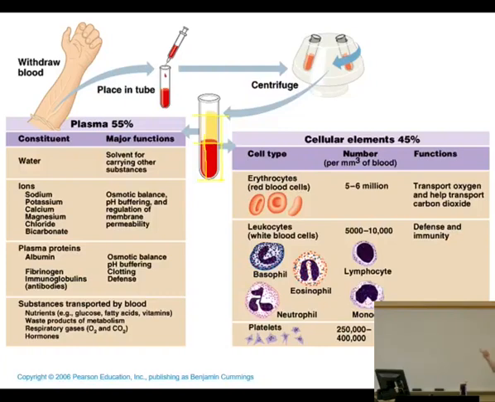We'll talk about that more towards the end of the chapter, where we talk about how this whole blood clotting cascade works. But that's the second important plasma protein. The last one, that group, are called globulins or immunoglobulins. These are antibodies.